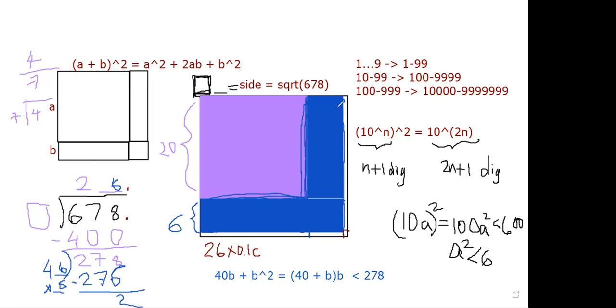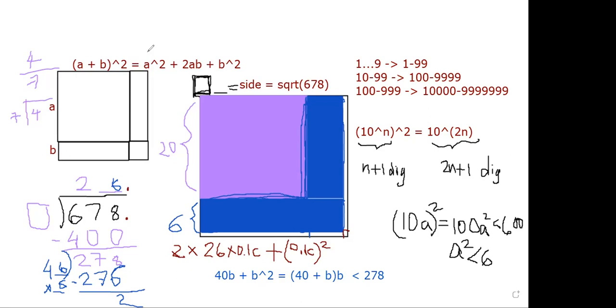And there are 2 such rectangles. This is one rectangle here and another rectangle here. So, okay, times 2. Plus, we have this tiny square. Now that tiny square is 0.1 C whole square, because each side is 0.1 C. Right? So, okay, I have run out of space here.